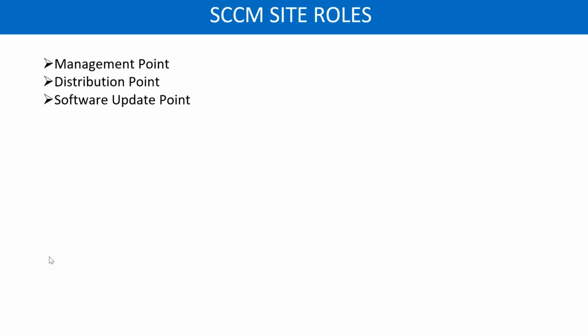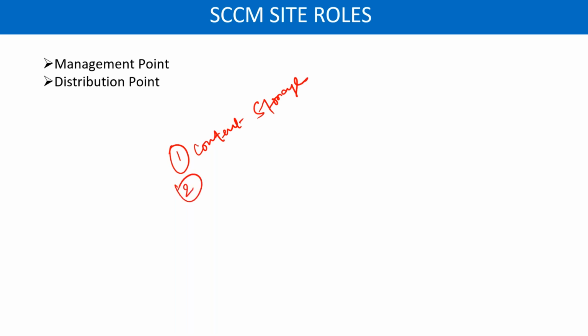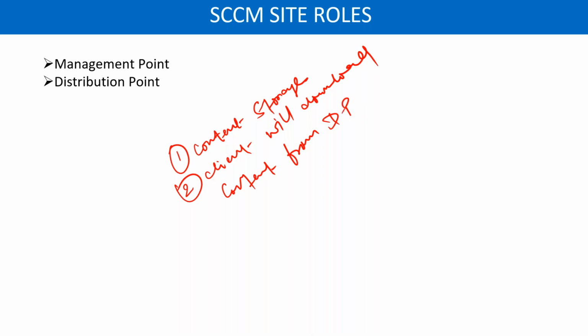Got it? Now the distribution point is a content storage. Distribution point is what? It's a content storage. It's like a godown or a warehouse where all the files are present, and the computers will be downloading content from there. So the client will download content from the distribution point. Whatever clients we have, they will always be downloading content from the distribution point. Point number three, it is a mandatory role.